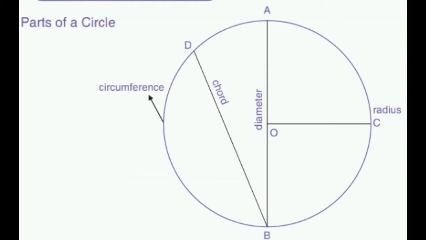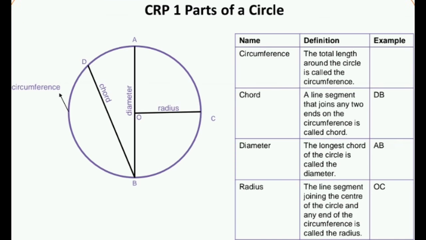Diameter is the longest chord. BD is also chord and AB is also chord. OC is the radius. The point O, you can see it is the center of circle. You can see the definition and example of all the parts of a circle: circumference, chord, diameter and radius.